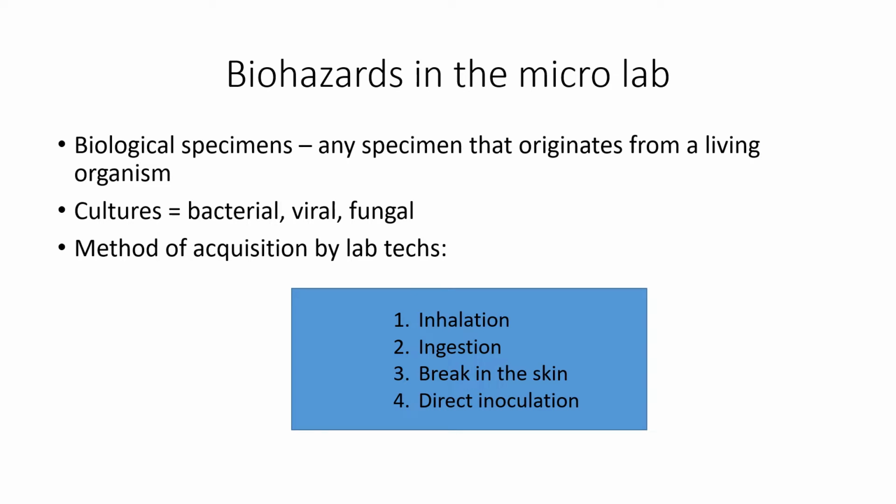You could actually ingest it, eating it or swallowing it. You could have a break in the skin, such as dry skin or a puncture wound, or you could have a direct inoculation where there's a puncture with a needle, or if you've punctured yourself with an isolation loop with a bacterial colony on it. Those are ways that people can be exposed to biohazards in the laboratory: inhalation, ingestion, a break in the skin, and direct inoculation.